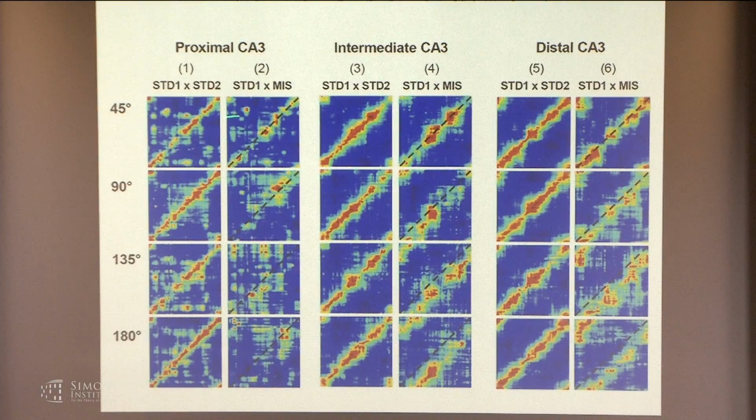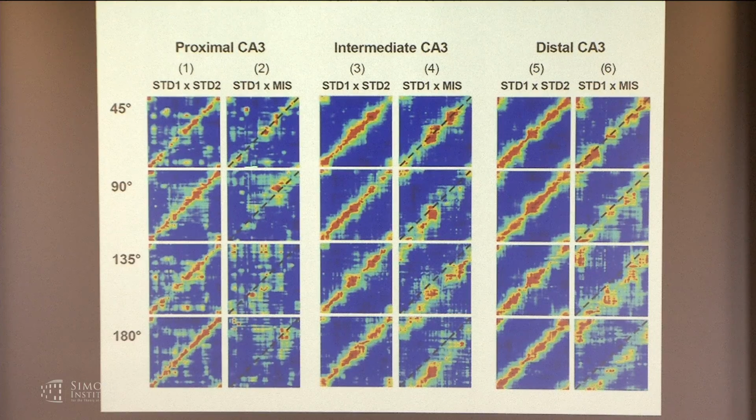But what about the standard versus mismatch? If you look at intermediate CA3 and distal CA3 first, you see these bands of correlation that are still there. So this is replicating the effect we had published in 2004. But in the proximal CA3, when it's a small mismatch, 45, you still see a band of correlation. It's weaker. But as the mismatches get larger and larger, the correlation bands go away. We've done a lot of statistics to show that this is real.